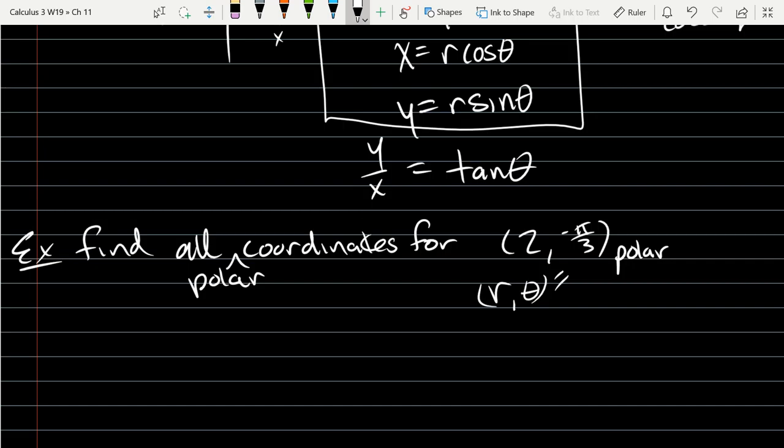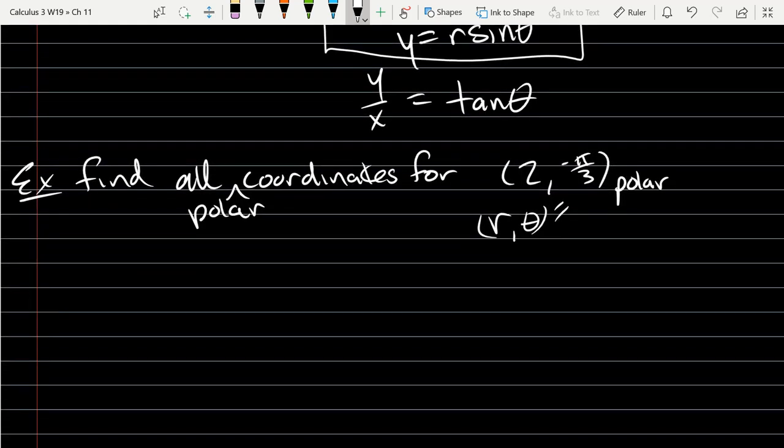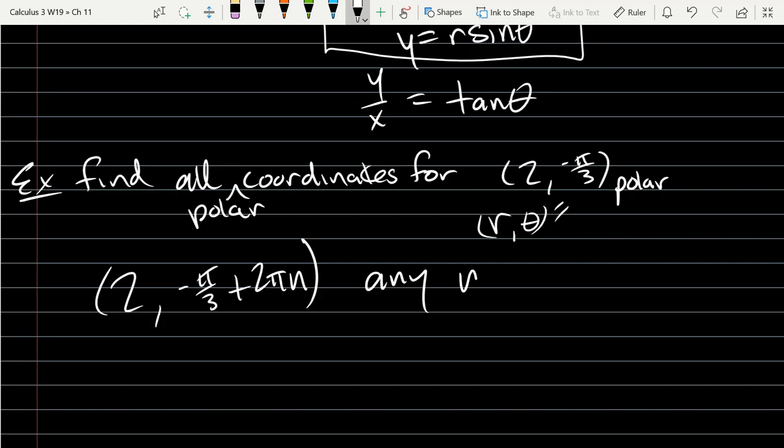Now, why did I say all polar coordinates? What could I do to the angle and still be describing the same coordinate? Add 2 pi. I could add 2 pi and 2 pi and 2 pi as many times as I want. I can take away 2 pi, rotate backwards a rotation, take away as many 2 pi's as I want. So yeah, we'll be using 2 pi n. So with the radius of 2, our angle will be negative pi over 3 plus 2 pi n. And this works for any integer n. So I'll write for any n in Z.